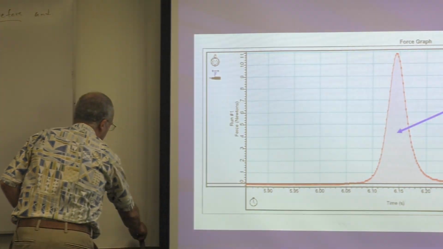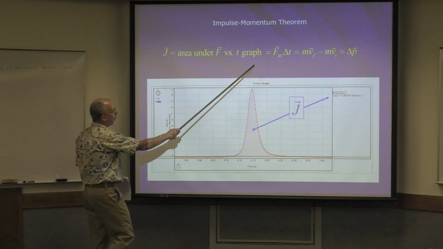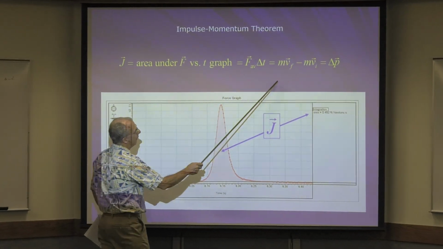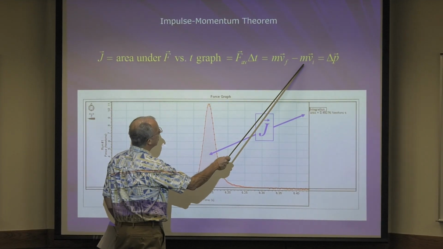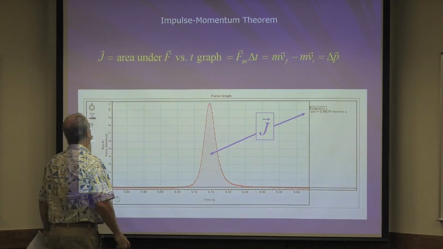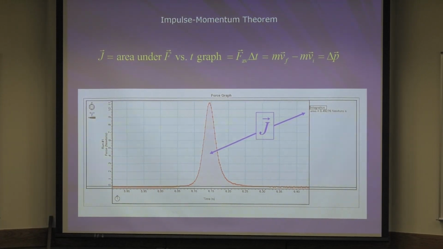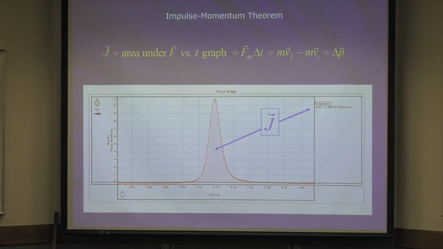All right. So impulse, area under the force versus time graph, average force delta t, that's equal to mv final minus mv initial, which is delta p. So there you go. It's kind of a long thing, but that's how it is. So let's kind of review here.